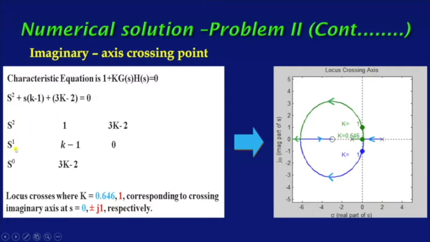Then s square is 1, is 0. This is 1, this is 3k minus 2, and this is k minus 1, and this is 0. Find this value: (k minus 1) into (3k minus 2) minus 1 into 0, divided by k minus 1. So this is the answer. We get two values.